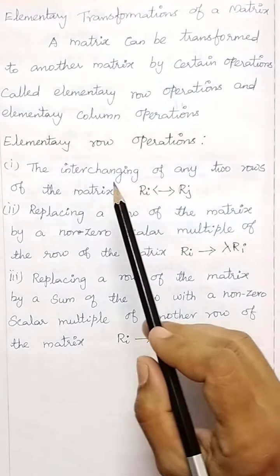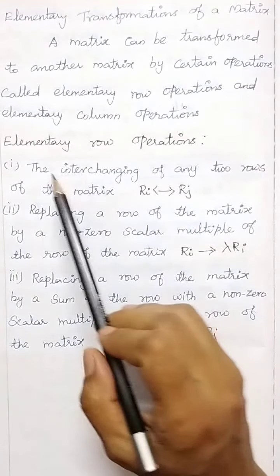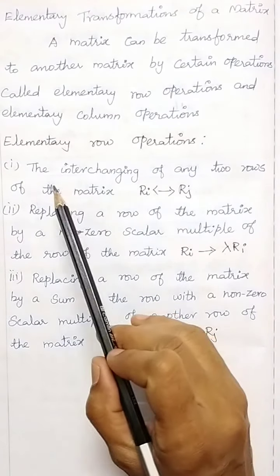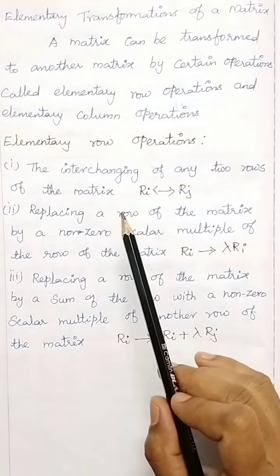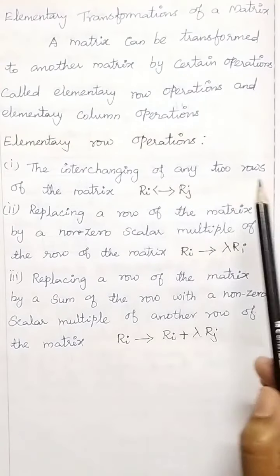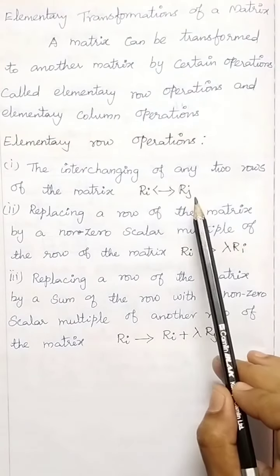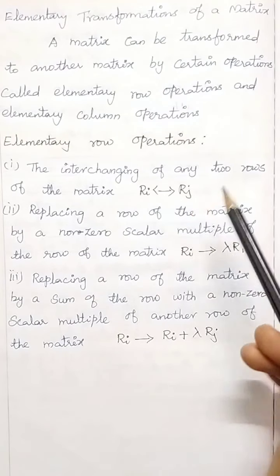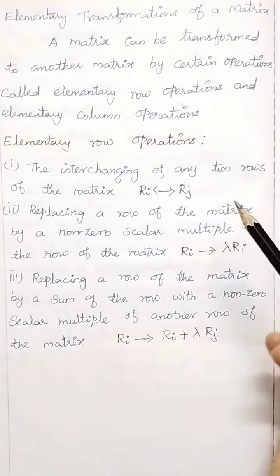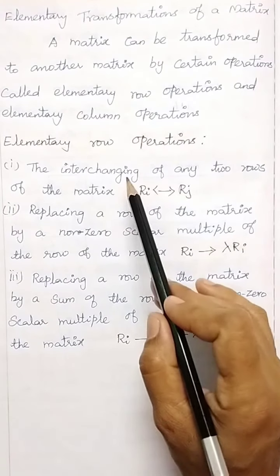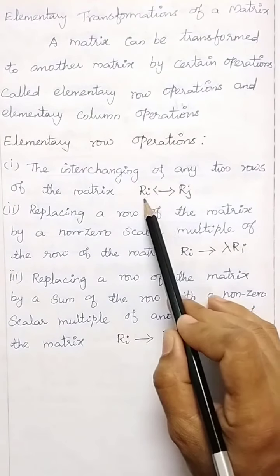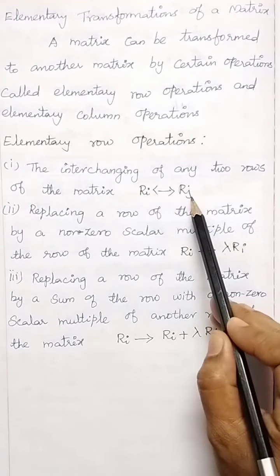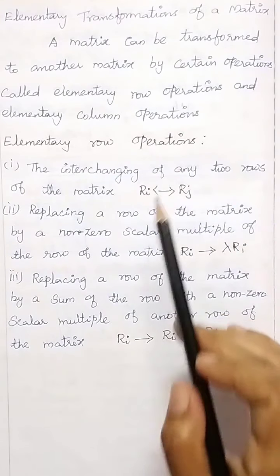It has three operations. First one is the interchanging of any two rows of the matrix. We are considering two rows Ri and Rj, which implies, this mathematical form is Ri interchanged to Rj, right?